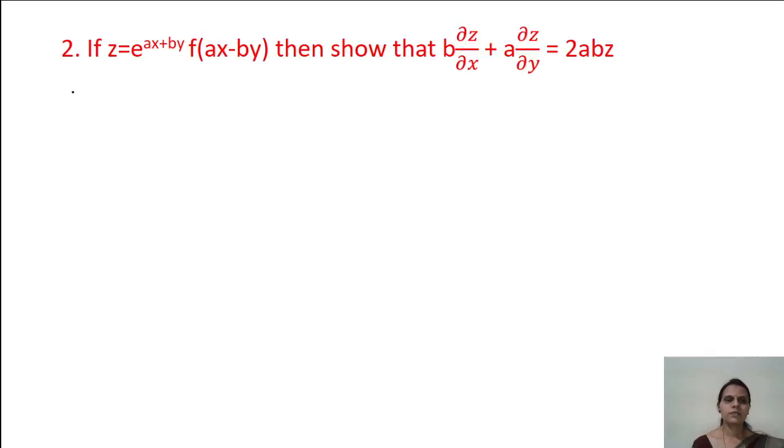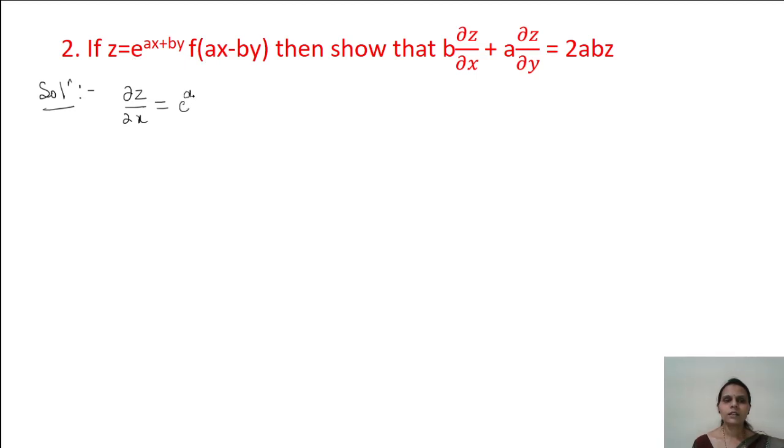So next we shall prove this result. Given z is equal to e power ax plus by into f of ax minus by, then we have to prove that b into dou z by dou x plus a into dou z by dou y is equal to 2abz. Given z is e power ax plus by f of ax minus by. So now first we shall find dou z by dou x. Differentiating this z with respect to x partially, we have a product of two functions, so we have to apply the product rule.